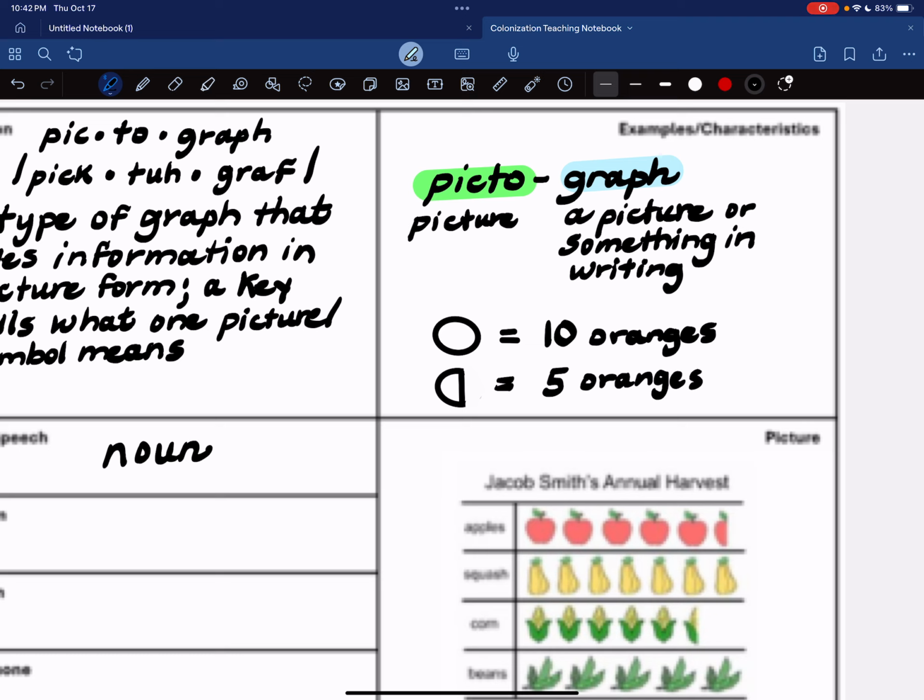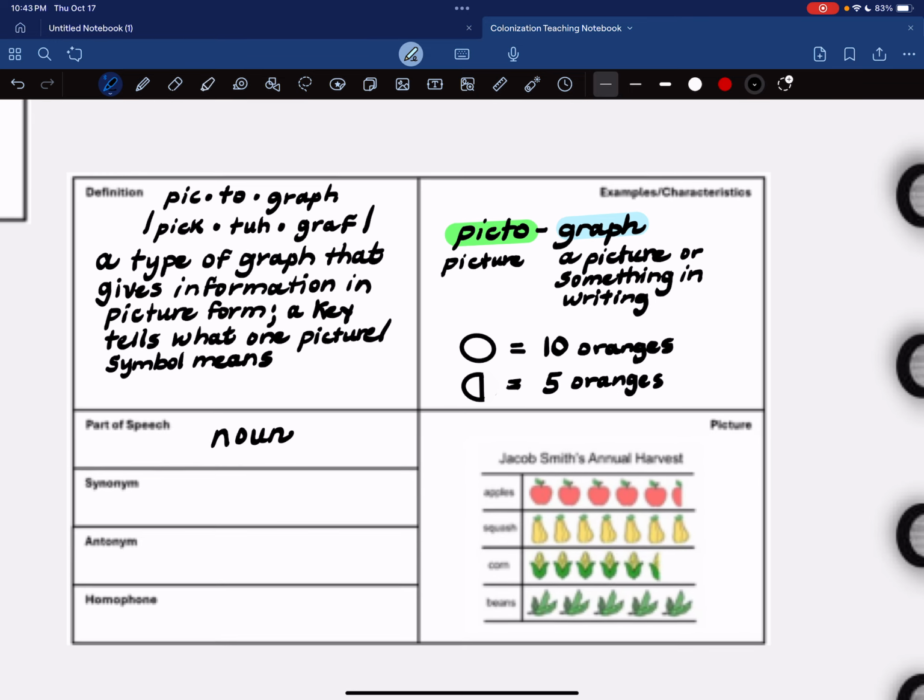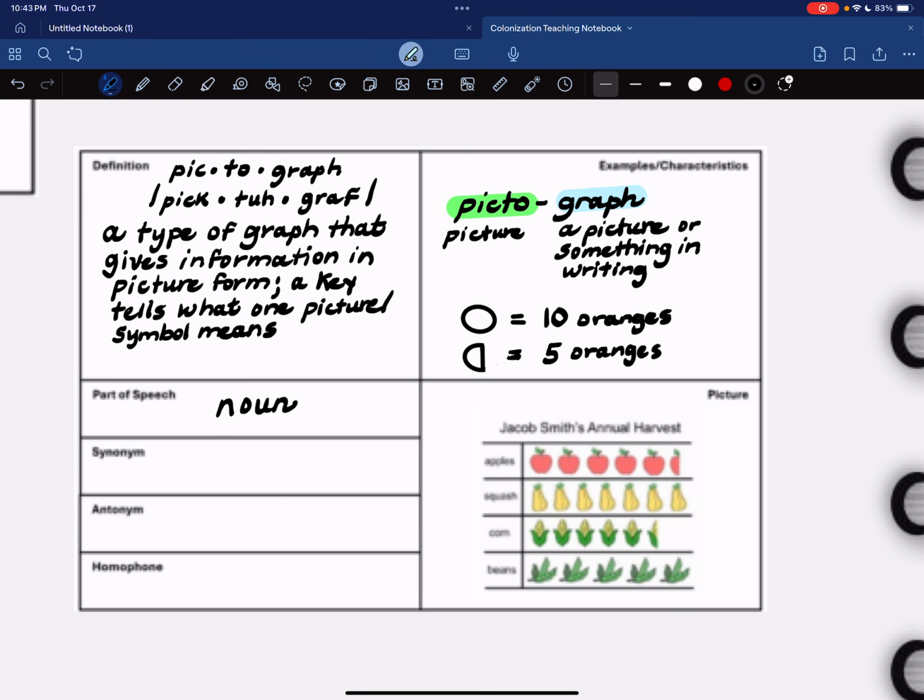So you really have to understand what the key is saying to you to be able to read the graph. Without a key, the pictograph is really not going to tell you anything. Now, when we do our math exercise, we're going to use this actual pictograph. I will give you the key, and we will be able to do some math using those symbols. But the pictograph is a type of graph that gives us information in picture form. Pictograph.